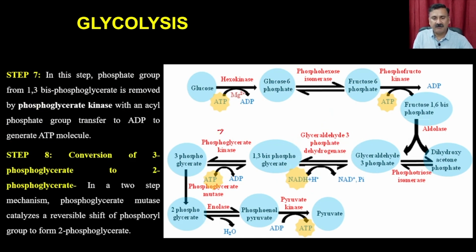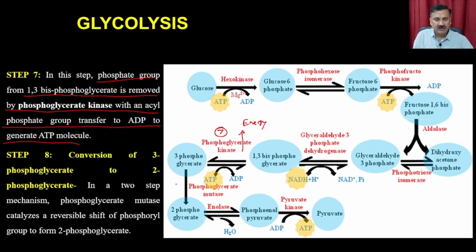Step number 7 is, in this step, the phosphate group of 1,3-bisphosphoglycerate is removed by phosphoglycerate kinase with an acyl group transfer to ADP to form ATP. So here also you are going to produce energy again. And in step number 8, you have the conversion of 3-phosphoglycerate to 2-phosphoglycerate with the help of an enzyme called phosphoglycerate mutase.